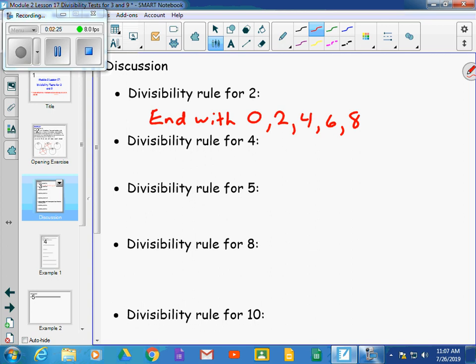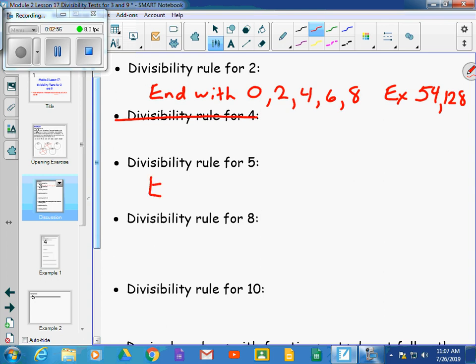An example of a number that would be divisible by 2 would be 54. Notice that it ends with one of those numbers. Another example would be 128. Both of those end in those numbers, so therefore it means we can divide it by 2 and have nothing left over. I'm going to skip the divisibility rule for 4 and go to the divisibility rule for 5.